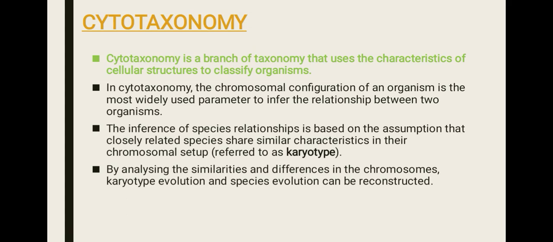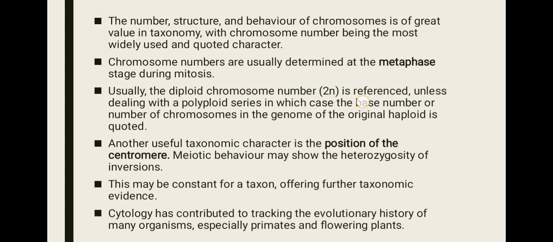Cytotaxonomy is a branch of taxonomy that uses the characteristics of cellular structures to classify organisms. In cytotaxonomy, the chromosomal configuration of an organism is the most widely used parameter to infer the relationship between two organisms. The inference of species relationships is based on the assumption that closely related species share similar characteristics in their chromosomal setup, referred to as karyotype. By analyzing the similarities and differences in chromosomes, karyotype evolution and species evolution can be reconstructed.